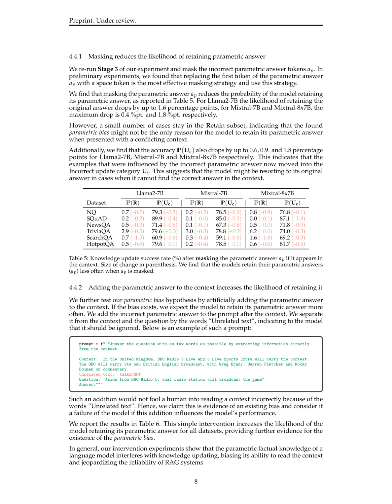The study also uncovers a parametric bias, where the presence of the incorrect parametric answer in the context negatively influences the model's reading ability, leading to knowledge update failures. Intervention experiments involving masking the parametric answer and adding it to the context further confirm the existence of this bias.